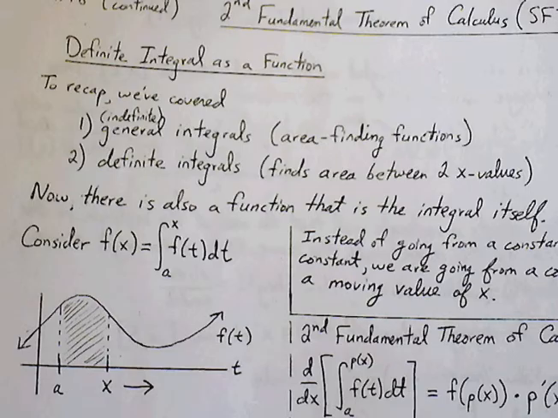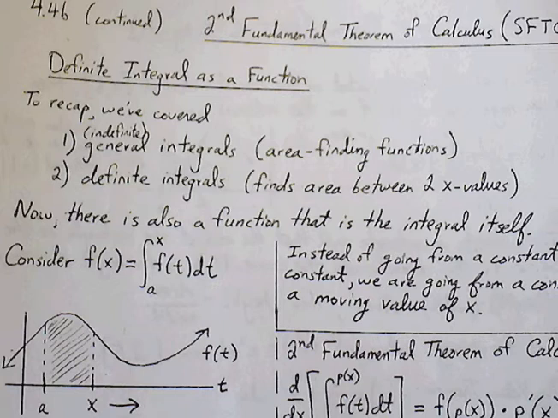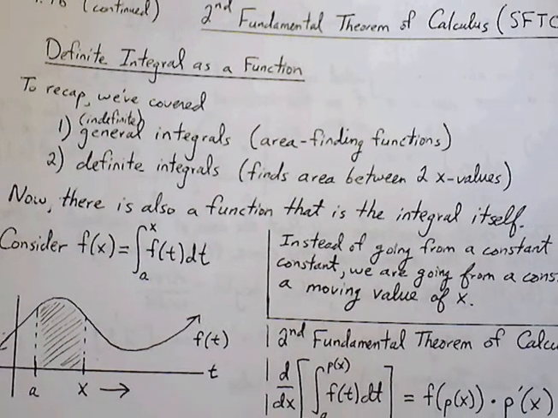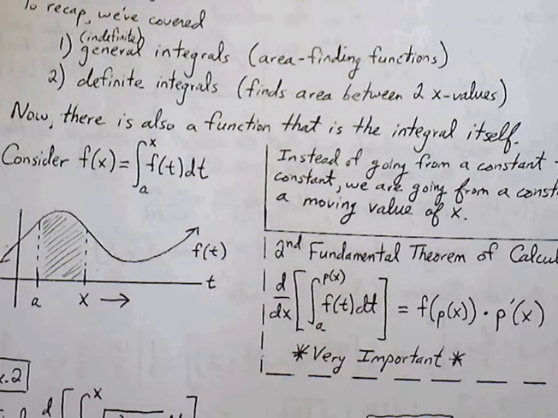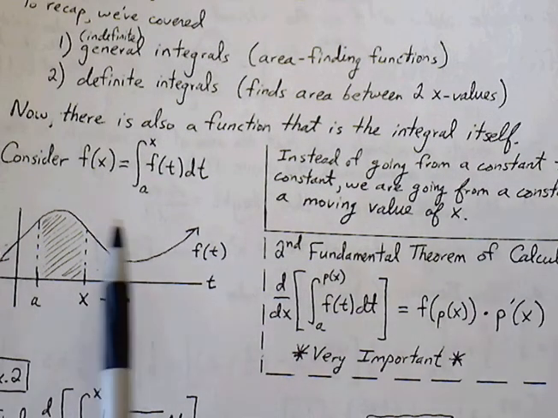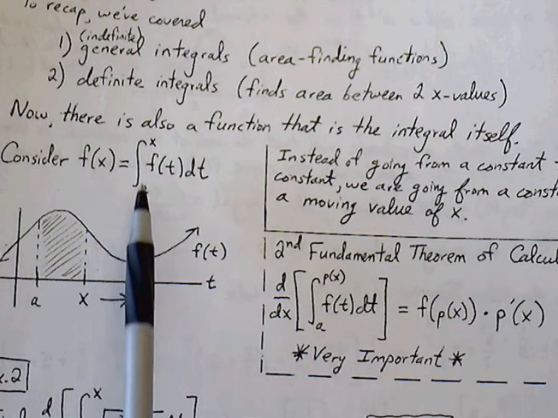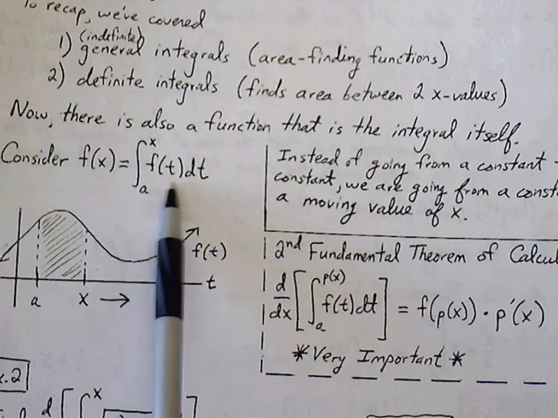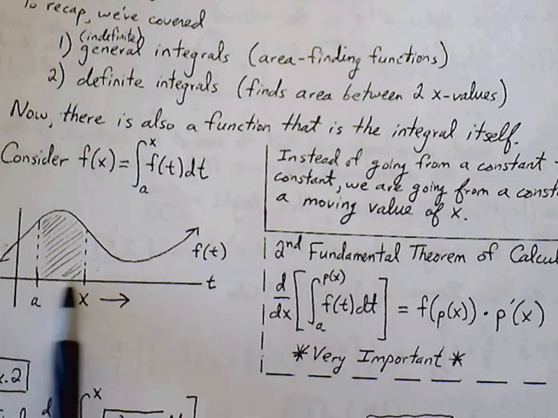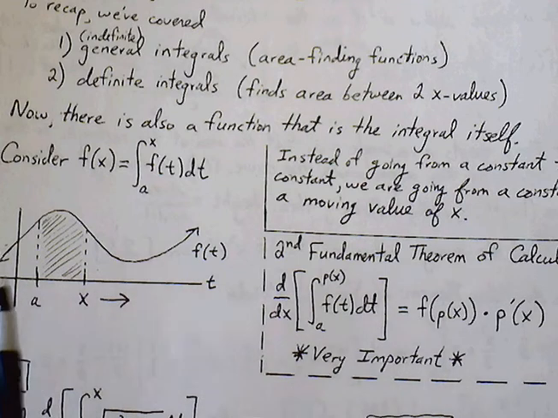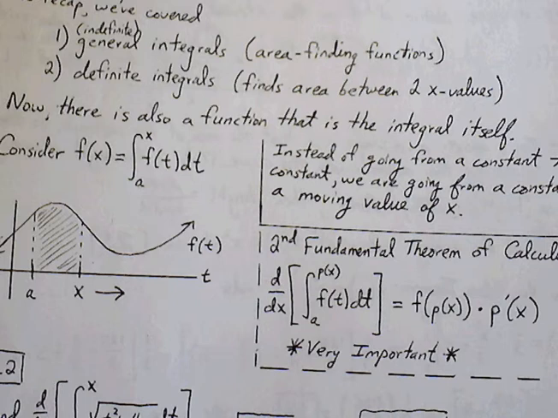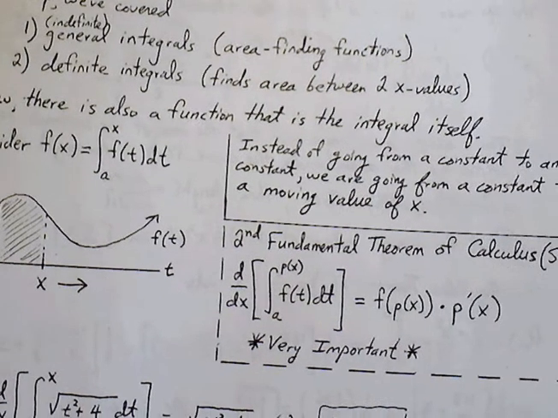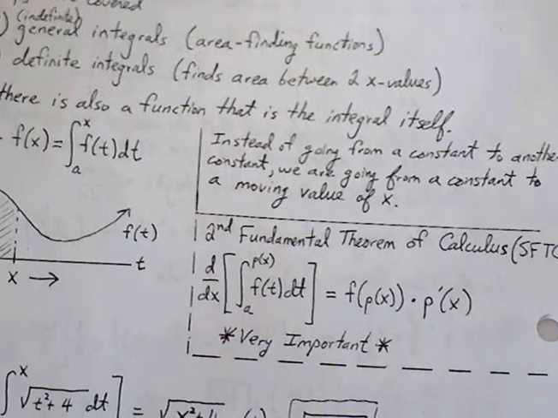Alright, to finish notes from 4.4b, this is on the second fundamental theorem of calculus. We're considering the definite integral as a function with a constant as the lower bound and the upper bound being a variable. So we have a moving right bound. And the second theorem of calculus is essentially showing the relationship between derivatives and integrals.